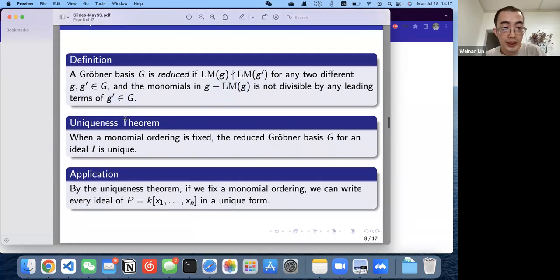Okay, so there's a uniqueness theorem: when the monomial ordering is fixed, then the reduced Gröbner basis for an ideal I is unique. So you get a unique presentation of an ideal. And oftentimes, when I talk about an ideal, I actually care about the quotient ring P over I. So this is an application. By the uniqueness theorem, if we fix a monomial ordering, then we can write every ideal of P in a unique form. And this is very convenient if we have a unique form for things we care about. It's especially important in computer programming, because if everything has a unique form, then you can easily compare different things, I mean, in order to determine whether they are the same or not. Okay.